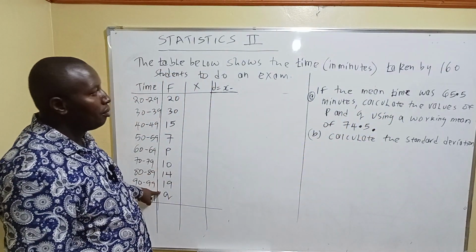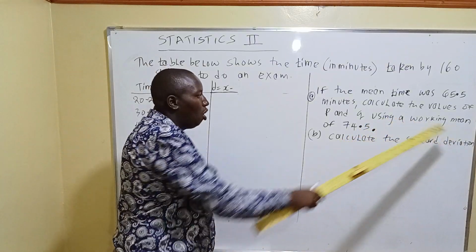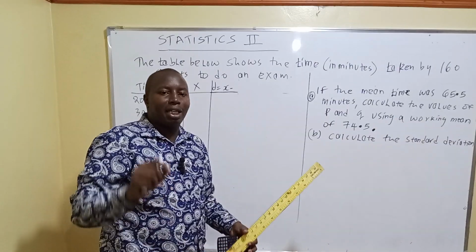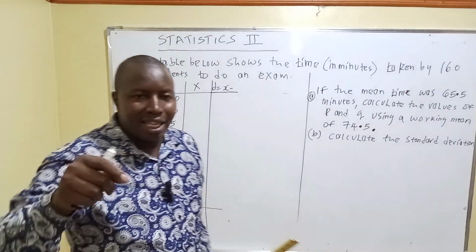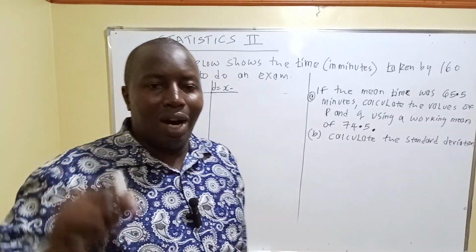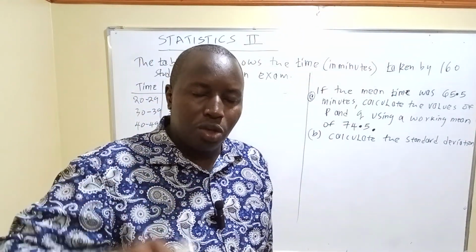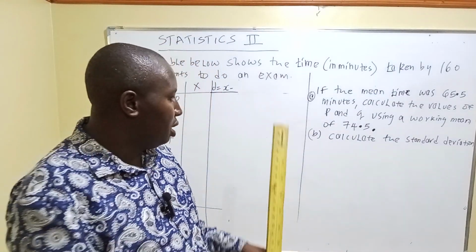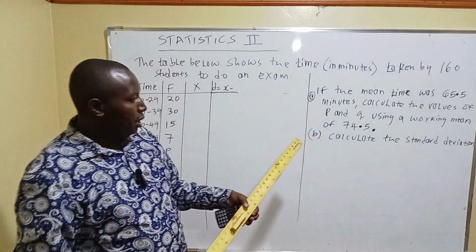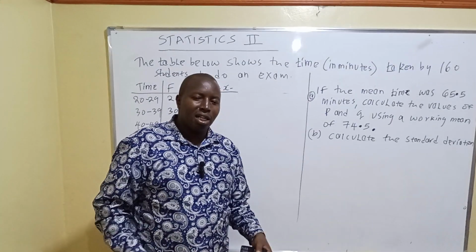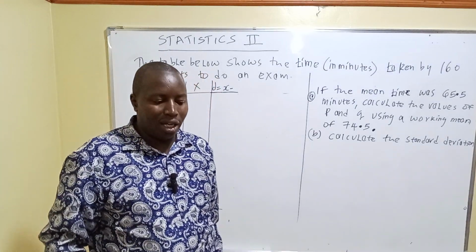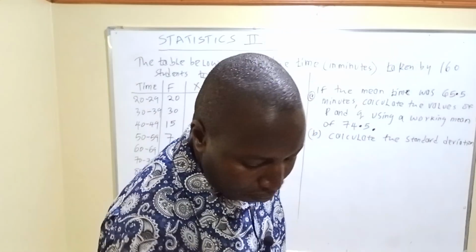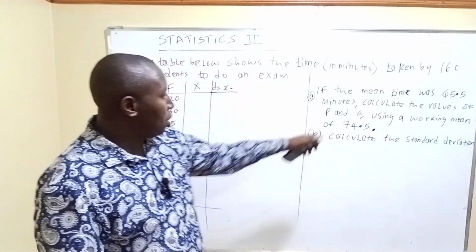P and Q using a working mean of 74.5. The working mean is the one that we also call the assumed mean. The working mean is also called the assumed mean in this case. Then part B, calculate the standard deviation. Calculate the standard deviation for this data. So therefore, we have this question here.